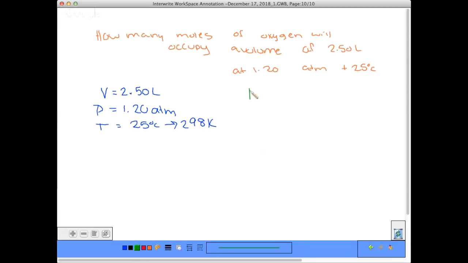And so this is where we use our equation PV equals nRT, and R is a constant. In this equation, they're asking us to solve for the number of moles. So I'm going to divide both sides by R and T. Those cancel out, and I can start plugging things in. I'm told that my pressure is 1.20 atmospheres. My volume is 2.50 liters.